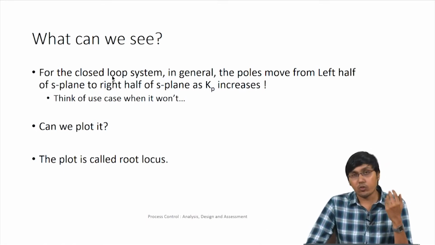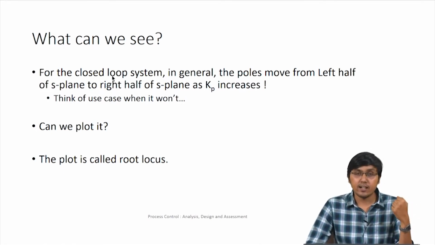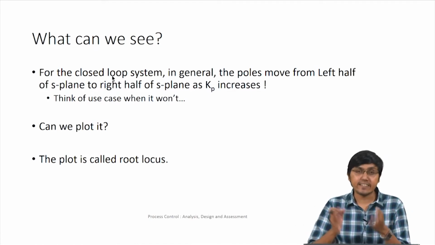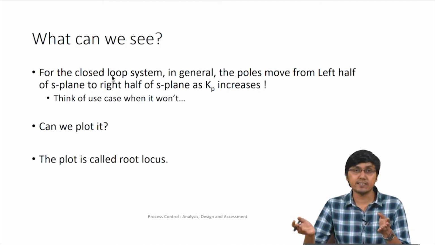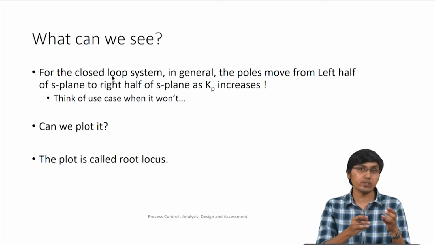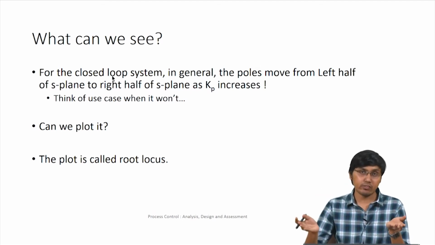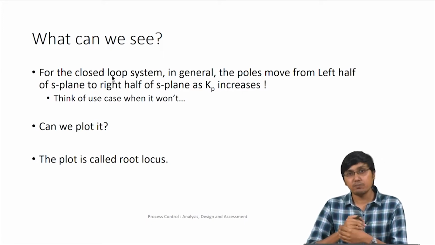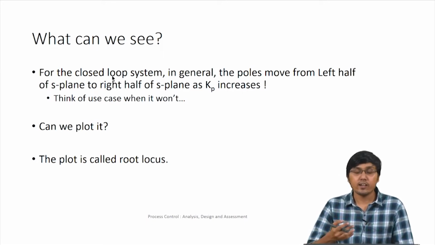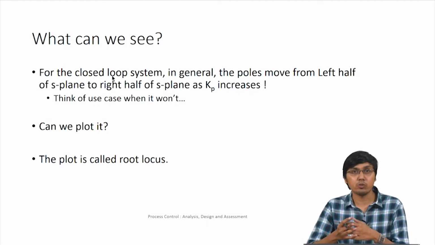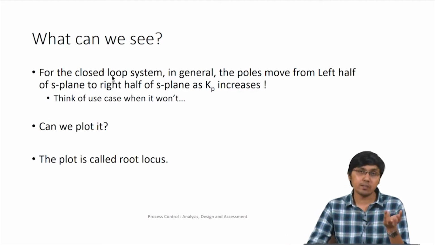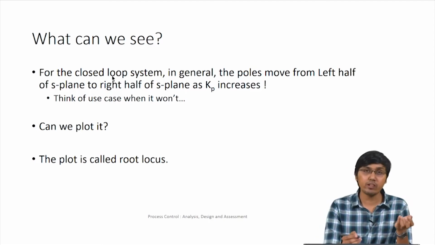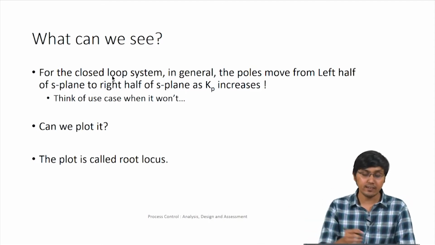One more thing, what are the observations we can make from this? When we increase the gain, a stable system became an unstable system, which means that the pole has moved from the left half of the S plane to the right half of the S plane. This makes us ask one question, right? If we increase the gain and the closed loop poles are moving from left to right, can we plot and see how these poles are moving? That may be one interesting question to ask. That plot, where we plot the poles moving from the left half of the S plane to the right half of the S plane, is called a root locus.